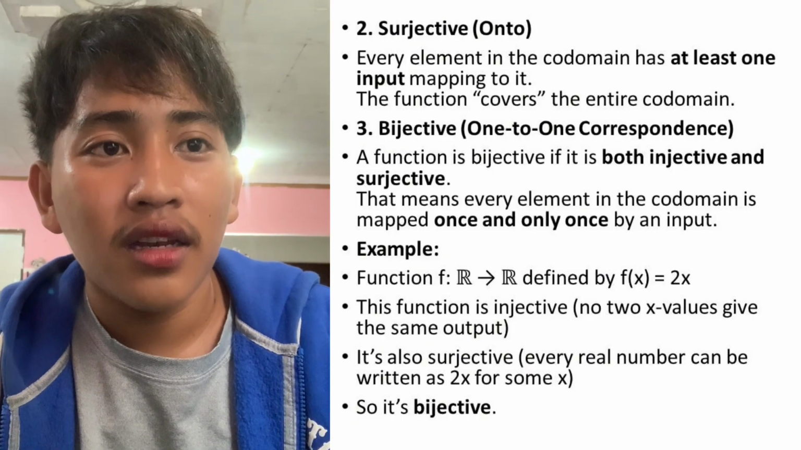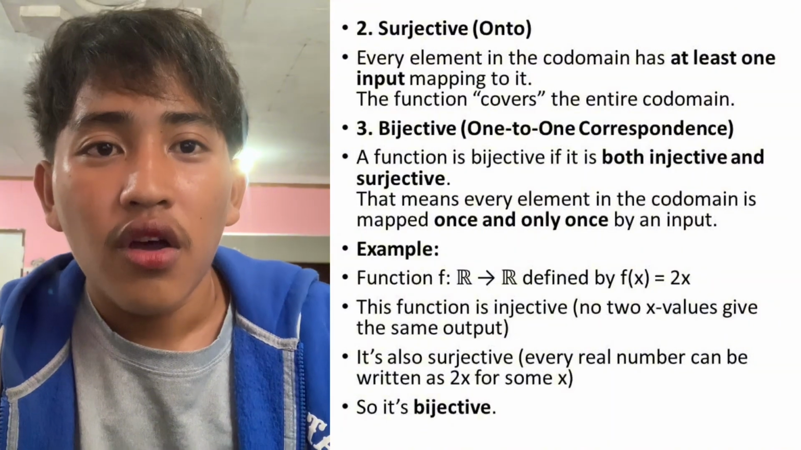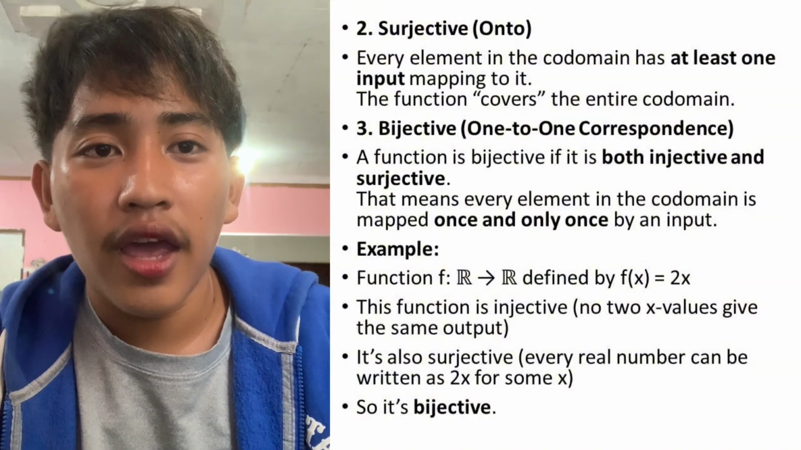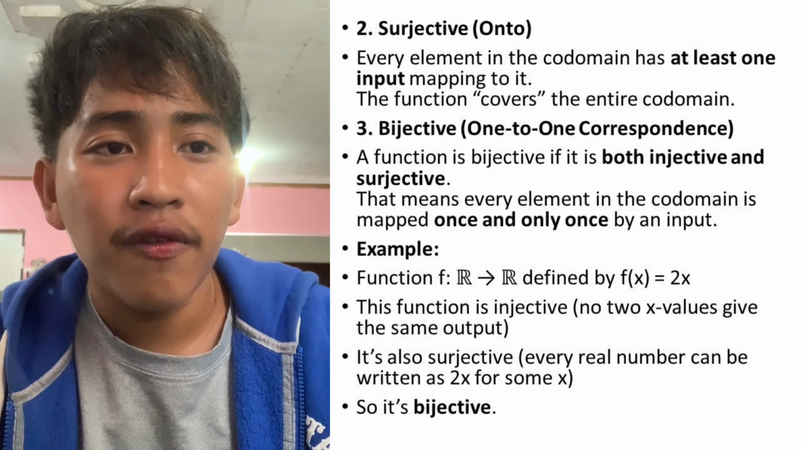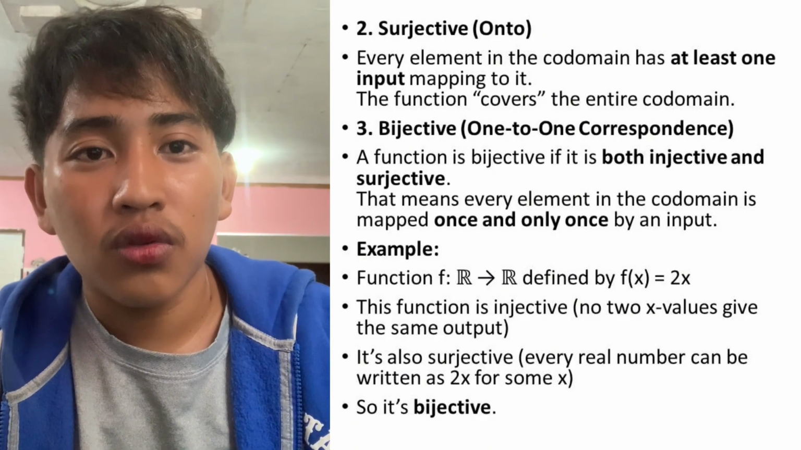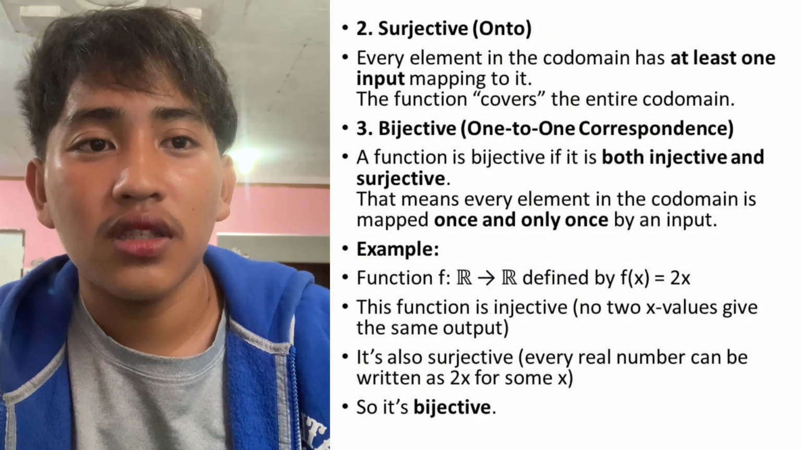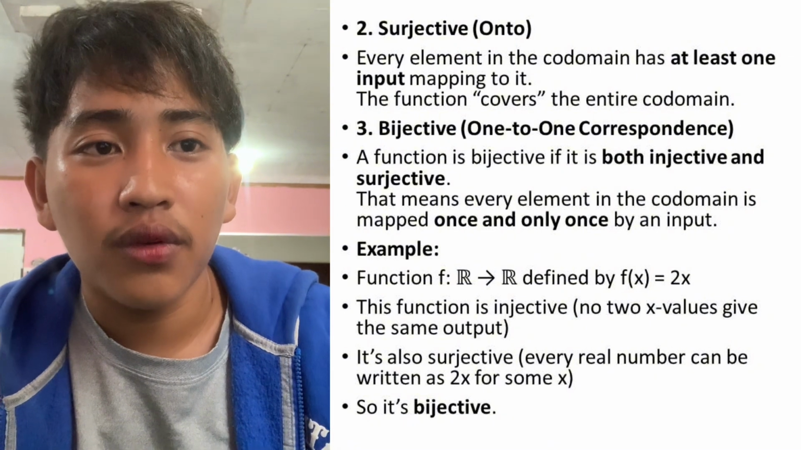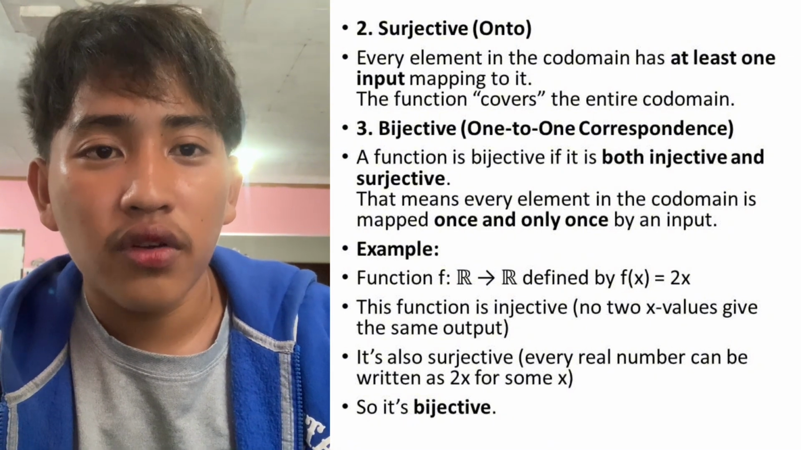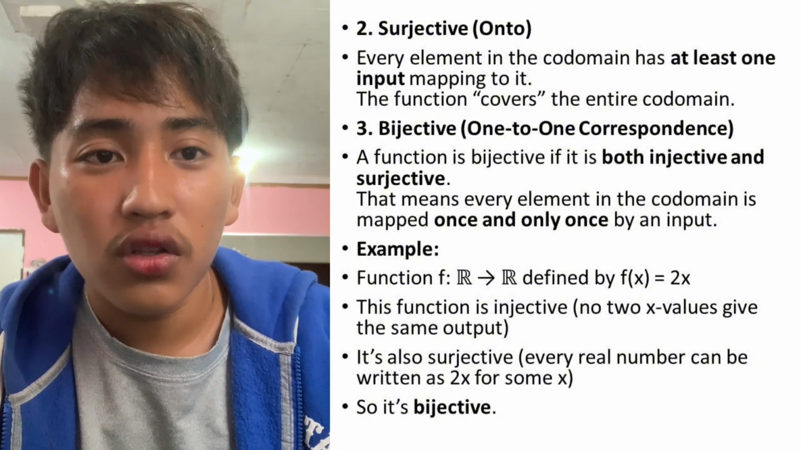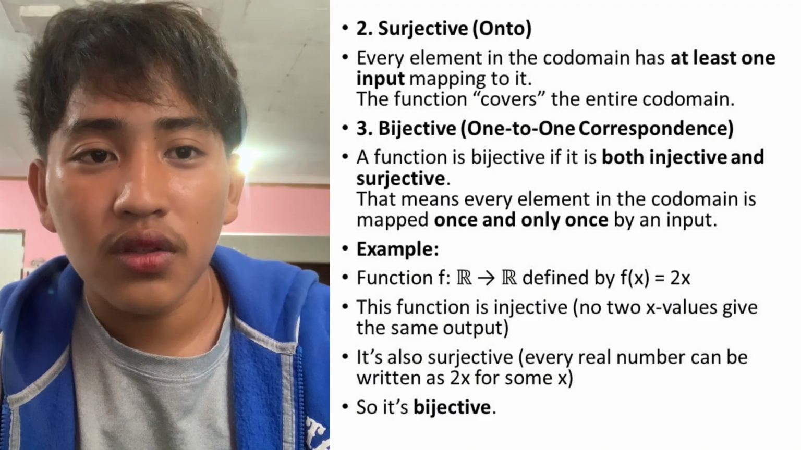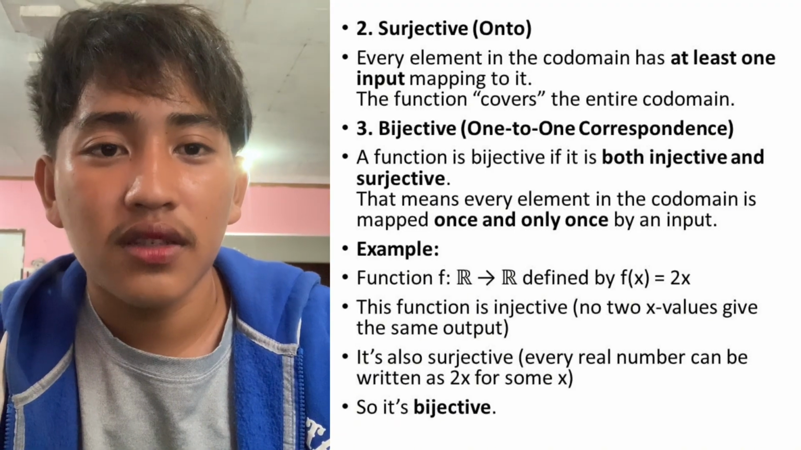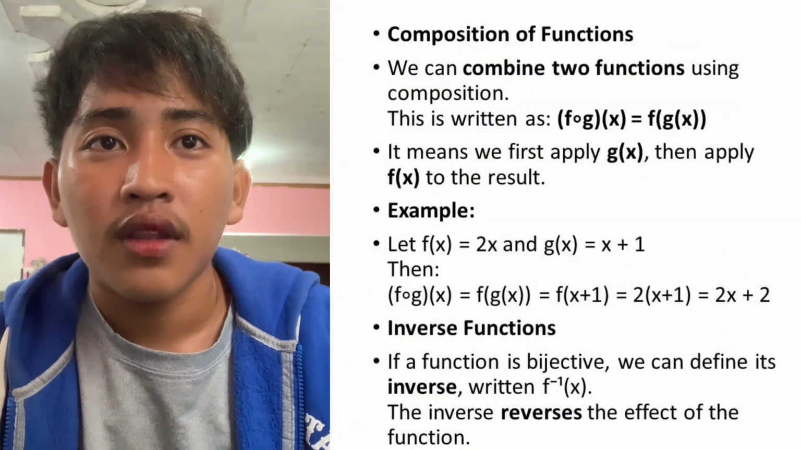Example, the function f from R to R defined by f(x) = 2x. This function is injective. No two x values give the same output. It's also surjective. Every real number can be written as 2x for some x, so it's bijective.